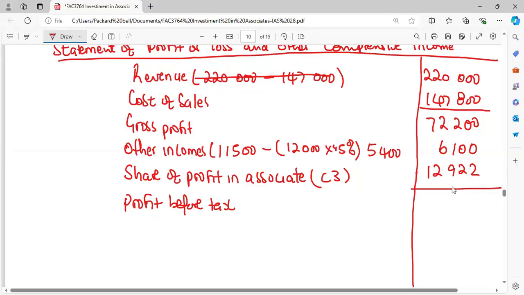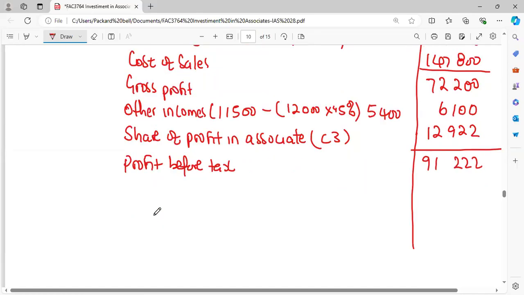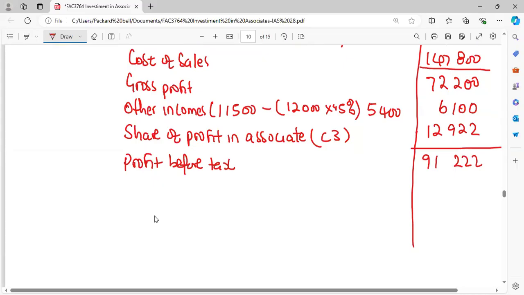So our profit before tax is going to be 91,222, right? Then we need the tax. The tax line item is only for income tax.